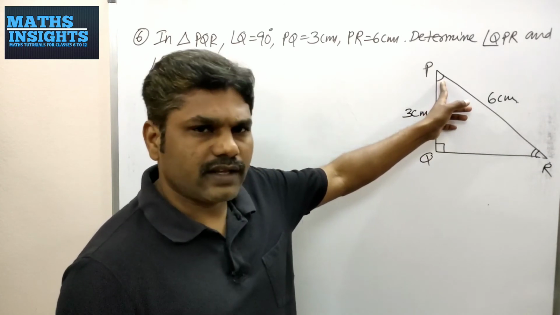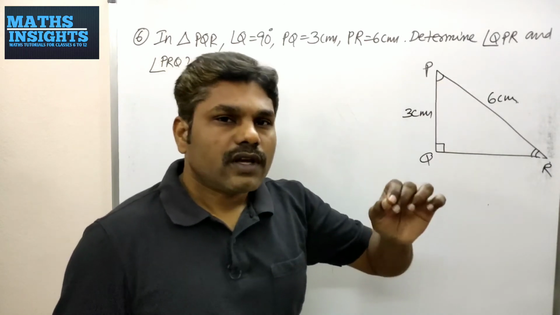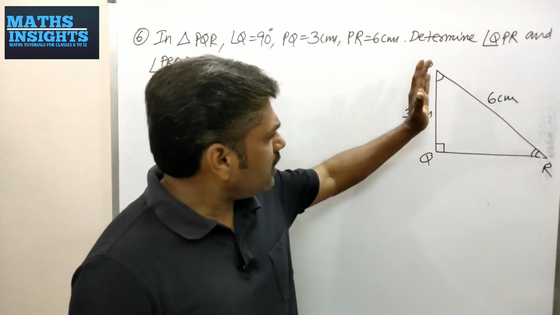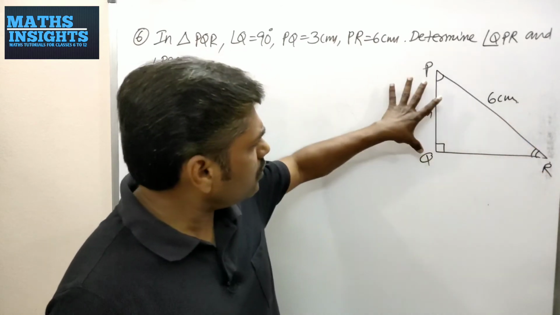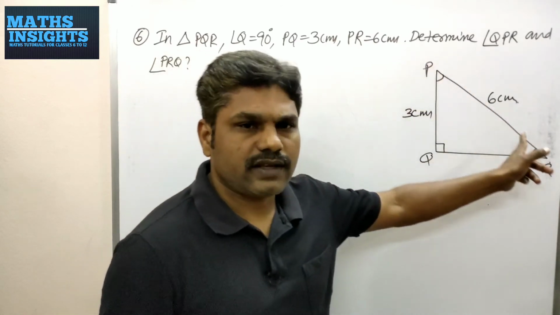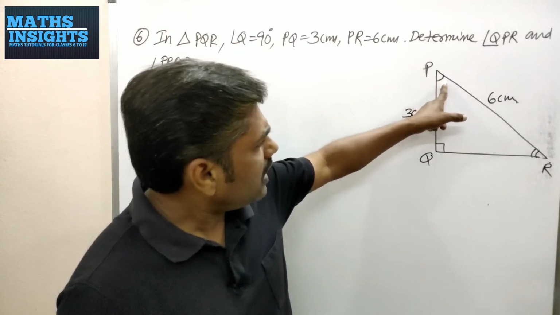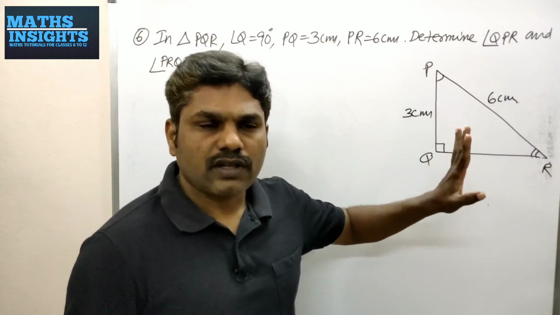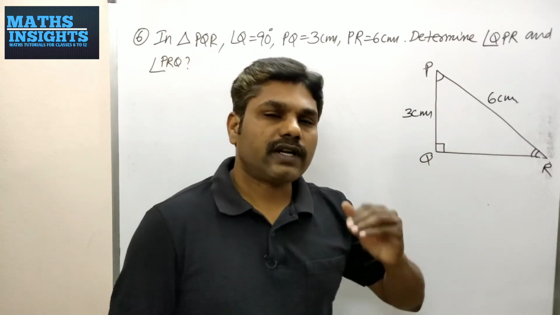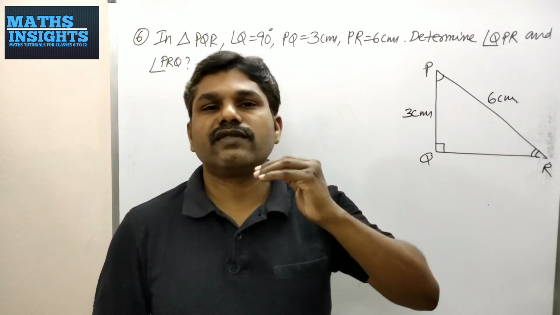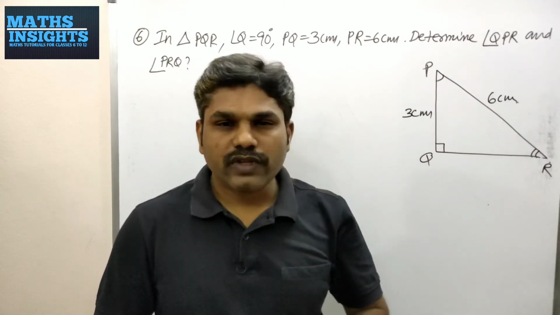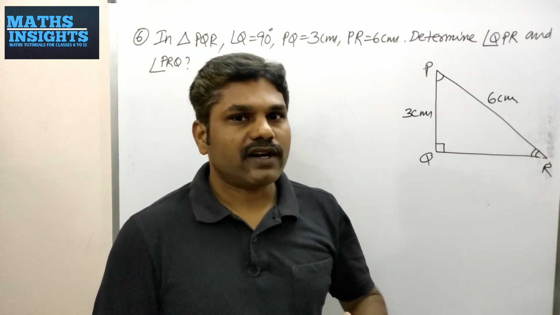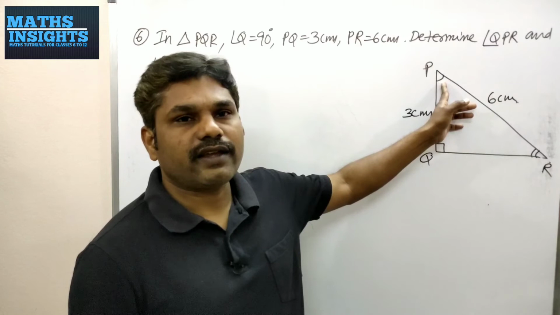If you want to find this angle, you have to use any one of the trigonometric ratios which involves the values of known sides. Here you know two sides, this side and this side. This side will become the adjacent side to this angle, and this will become the hypotenuse. So you have to remember the trigonometric ratio which involves the side adjacent to theta and the hypotenuse. It's very clear, that is cos theta.